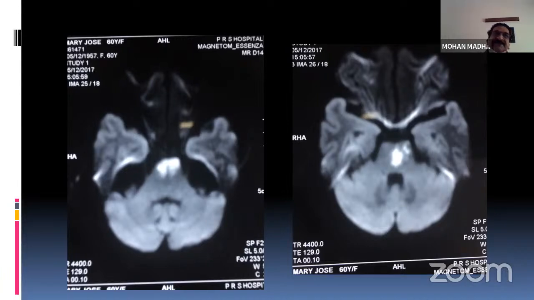Spastic speech is favoring UMN. At the same time, the bulky tongue as well as the absent jaw jerk could favor LMN. So that's what you look for, other evidence of any UMN lesion. Once you get that, you know the facial palsy lesion is above that. That is about this case. Any questions?